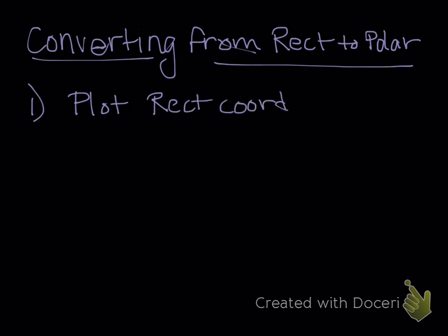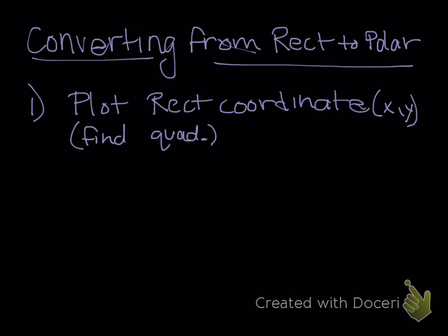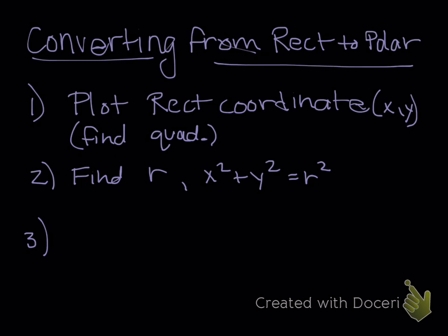So the coordinate that's going to be given to you is going to be in terms of x and y to start. And you're going to do this to determine the quadrant. So basically the ultimate goal is find what quadrant you're in. Step 2 is going to be to find r by using x squared plus y squared equals r squared. And step 3 is going to be to find theta by doing tangent of theta equals y over x.